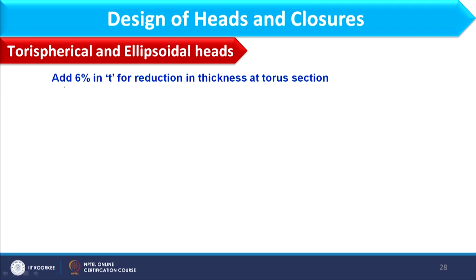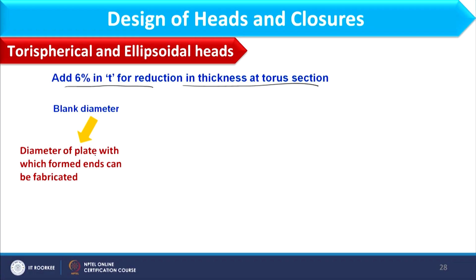Now here we will add 6% extra in T for reduction in thickness at the torus section. When I am preparing the forming section, some material is lost. Therefore, we consider additional material while designing that forming section. So if I am considering a torus spherical head, ellipsoidal head, conical head with knuckle or flat formed head, wherever I have that formed section, I will add 6% extra to the minimum thickness. That guideline you need to follow.